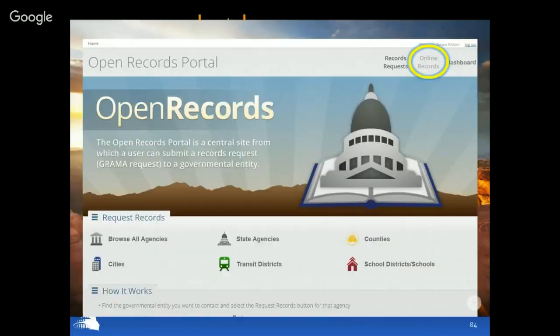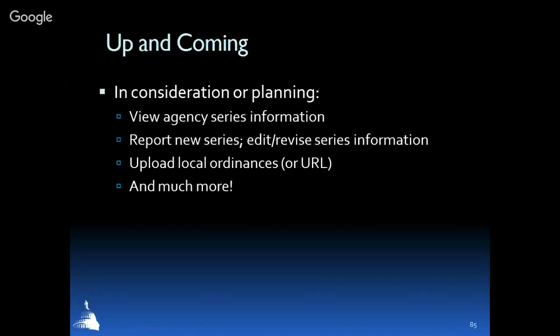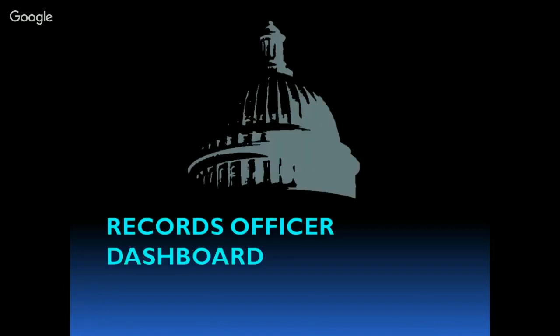And online records, just going to talk a little bit about these because we don't have it up and running yet, but you will notice a button at the top of our home page that says online records. It's not active. In the future, we are going to have a way for you to take care of your records and records information through the portal. So you'll be able to see your series information and report new series or edit series you already have. And it will even have a digital records transfer for digital records. So those are coming in the future. So get excited.